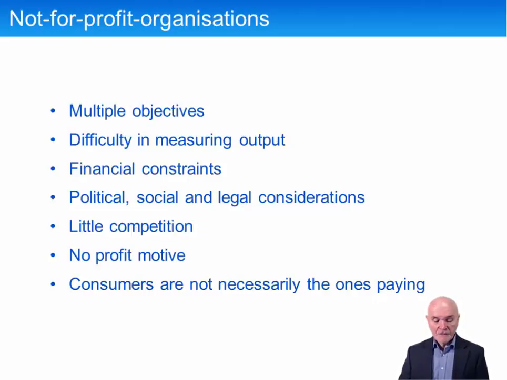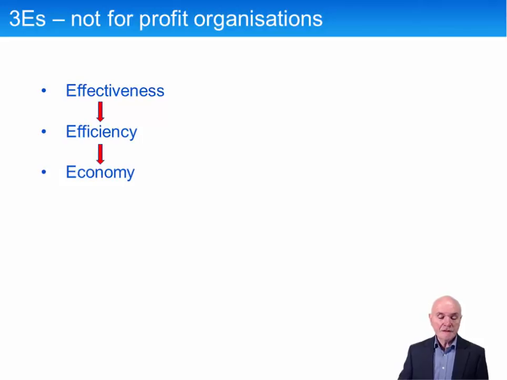One of the most useful approaches for talking about not-for-profit organisations is the 3 E's. And I look at it as a kind of hierarchy here. The first thing you have to decide is what is the proper purpose of that organisation? What should it be doing? And that is essentially its effectiveness. You can only be effective if you do what you think you should be doing.